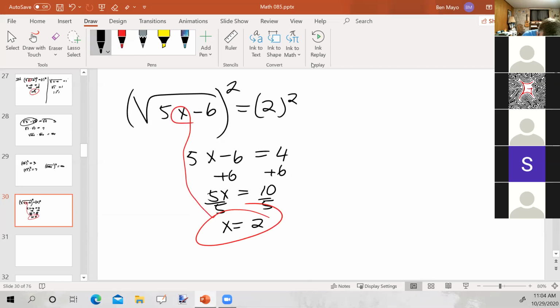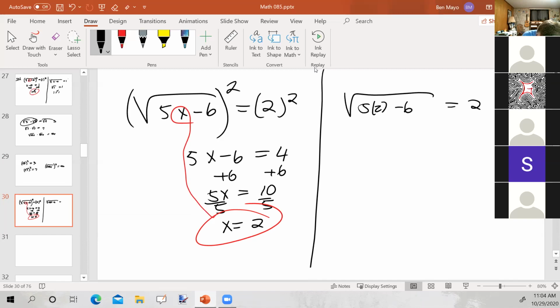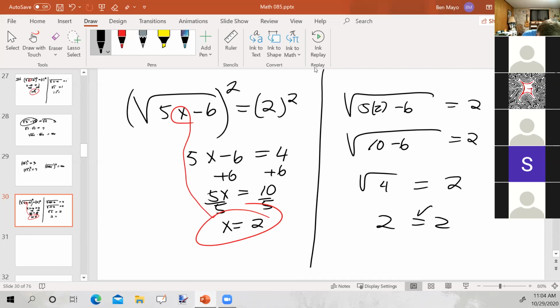Okay, so if we check our work, we get 5 times 2 minus 6. We get the square root of 10 minus 6. We get the square root of 4. We get 2 equals 2. Everything checks. All right. Any questions?